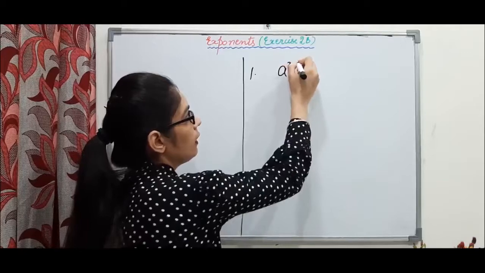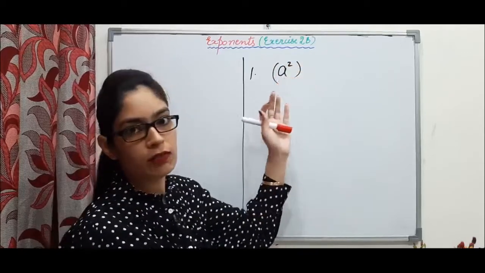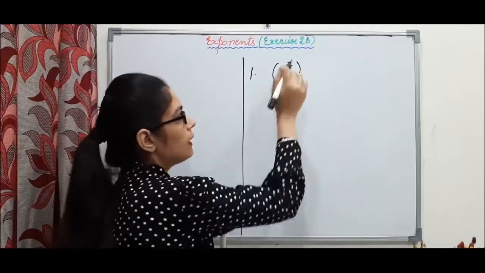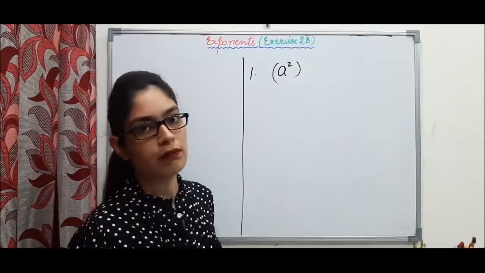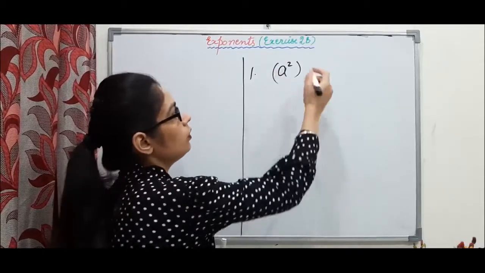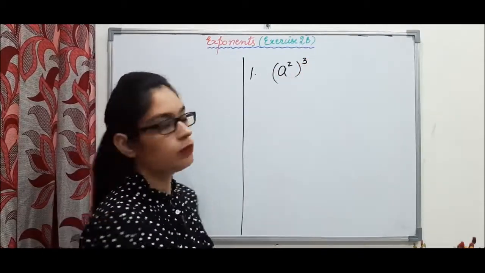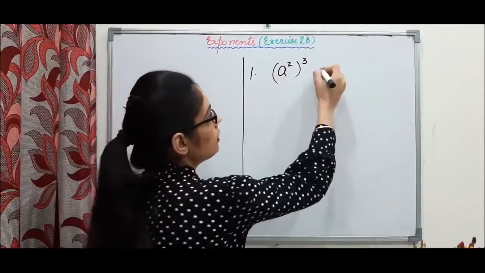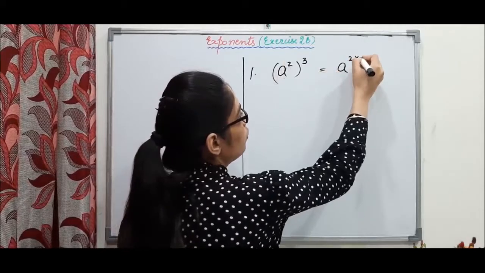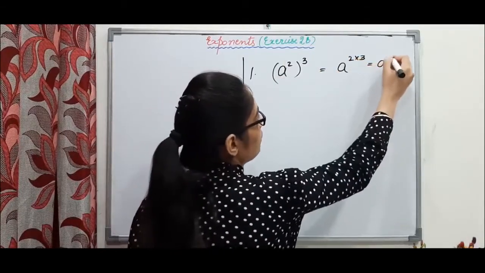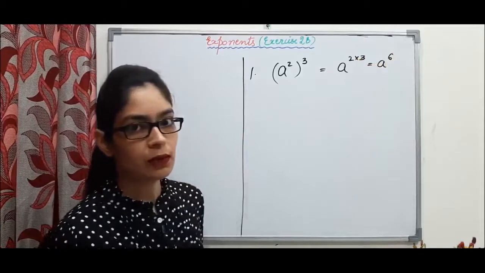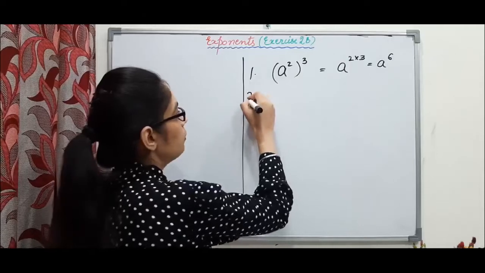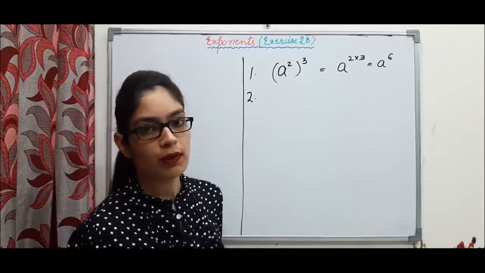The power rule was that when any exponential form, see a raised to the power 2, this is exponential form where a is the base and 2 is the power, or we can say exponent. And it has two powers, one is this one and the other one is this one. So when two powers are there, these two powers we have to multiply. So it is a to the power 6. So when two powers are together, we have to multiply those two powers. This is power rule.